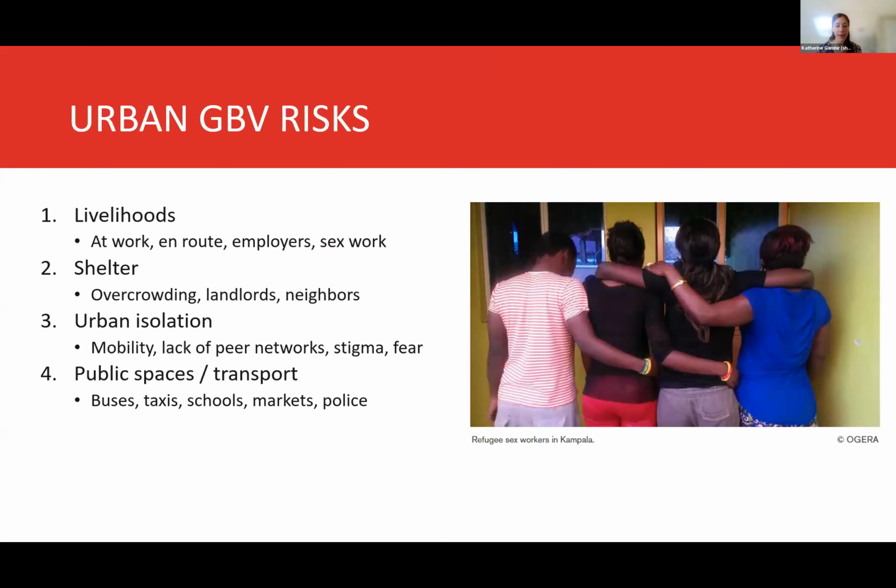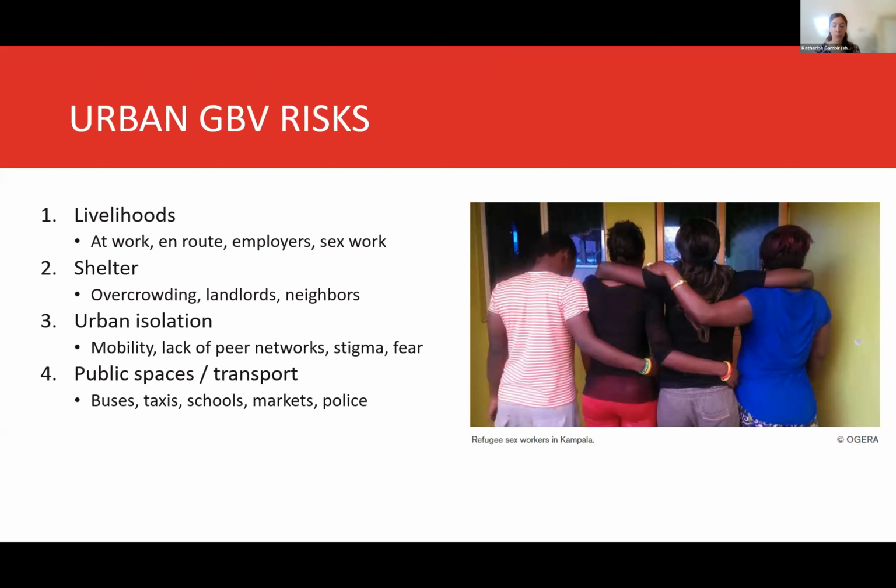So a common theme that emerged across all 4 sites is the interrelation between GBV risks, urban poverty, and lack of access to basic necessities, such as livelihoods and food and shelter. So risks related to livelihoods included that refugees face discrimination in searching for work, domestic work and sex work were very common across all sites.